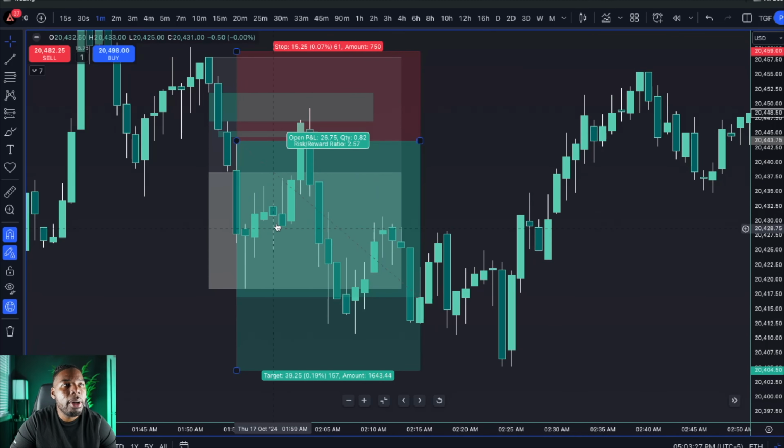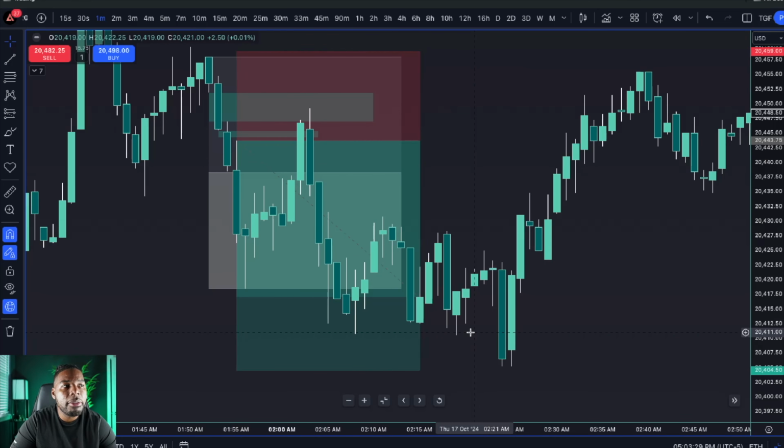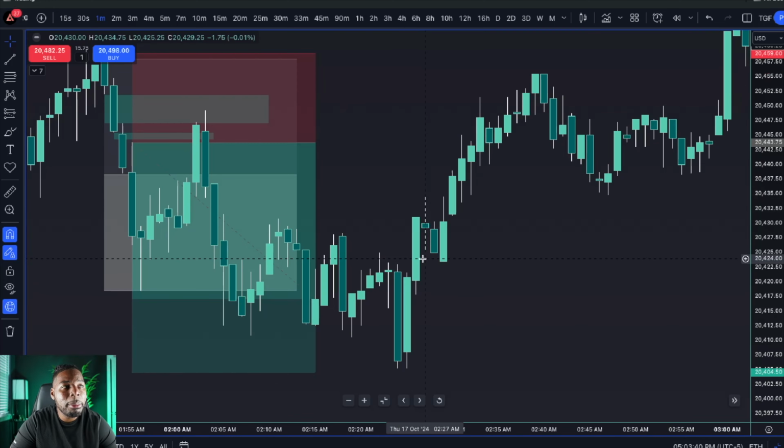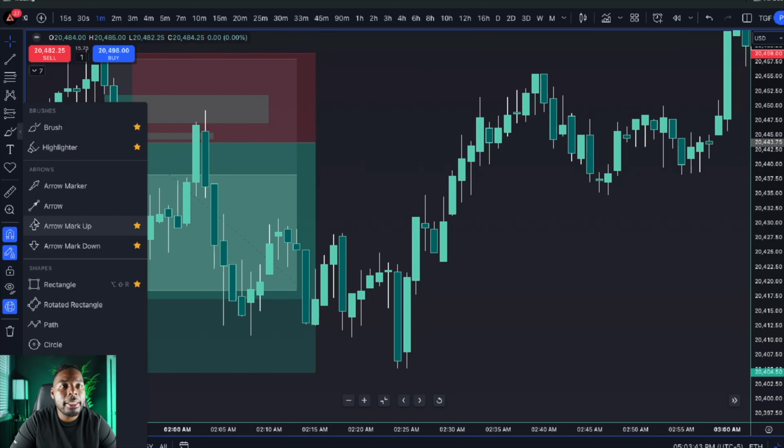In this scenario, the market still gave you a 1 to 2.5 risk to reward before consolidating a bit and then reversing. And guess what happened before price had a huge expansion? A buy side fair value gap.